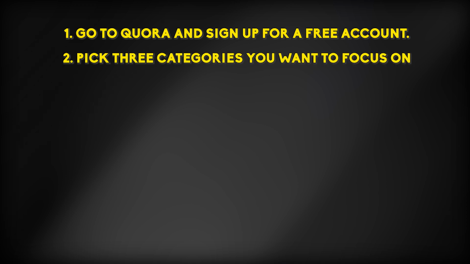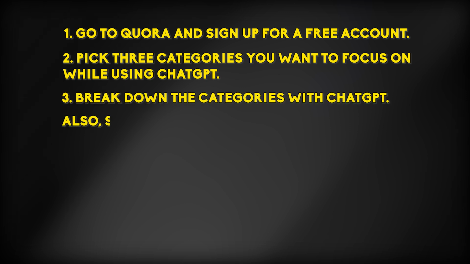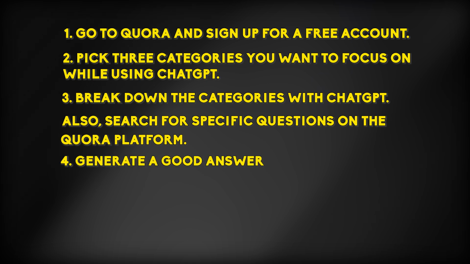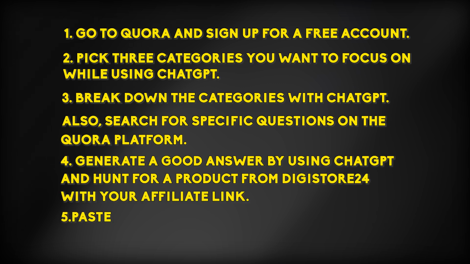To recap what we've discussed in the video, first, go to Quora and sign up for a free account. Next, pick 3 categories you want to focus on while using ChatGPT. After this, break down the categories with ChatGPT. Also, search for specific questions on the Quora platform. And after that, generate a good answer by using ChatGPT and hunt for a product from Digistore 24 with your affiliate link. Finally, paste the link in your answer and submit it.